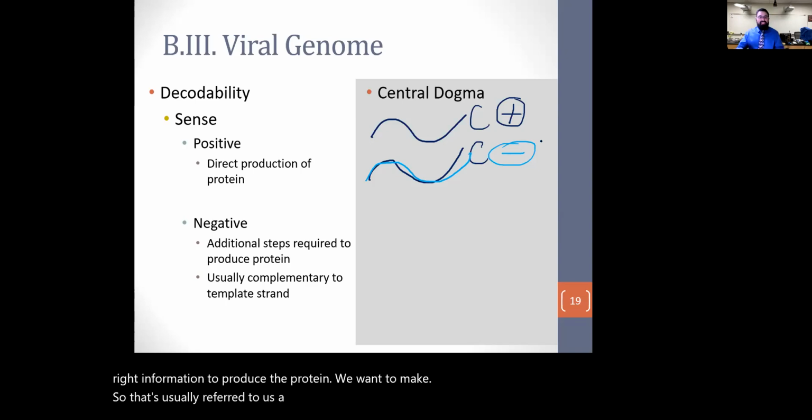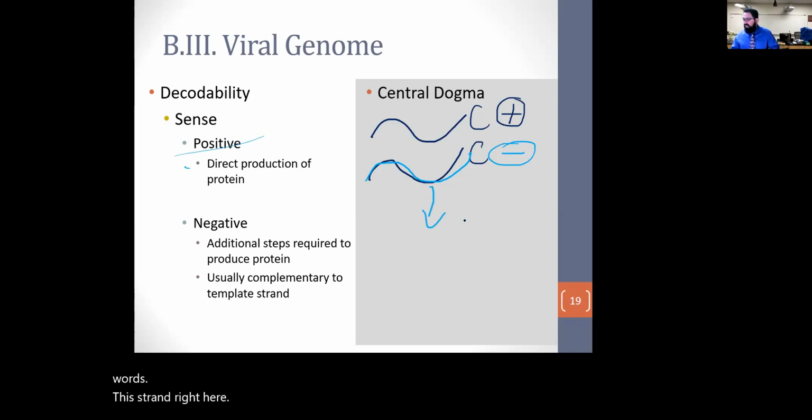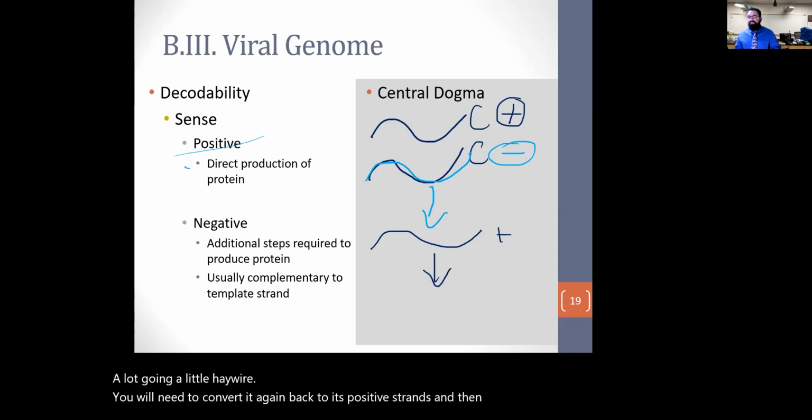And so what this negative sense requires as an additional step is that it needs to be converted back onto the positive sense. In other words, this strand right here needs to be converted into its original positive strand. Trying to get this guy to work really quick. My screens are going a little haywire. You will need to convert it again back to its positive strands, and then eventually you can make your protein.